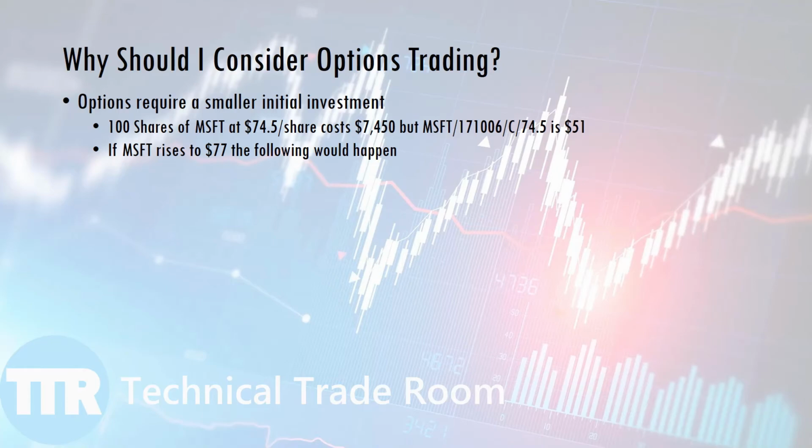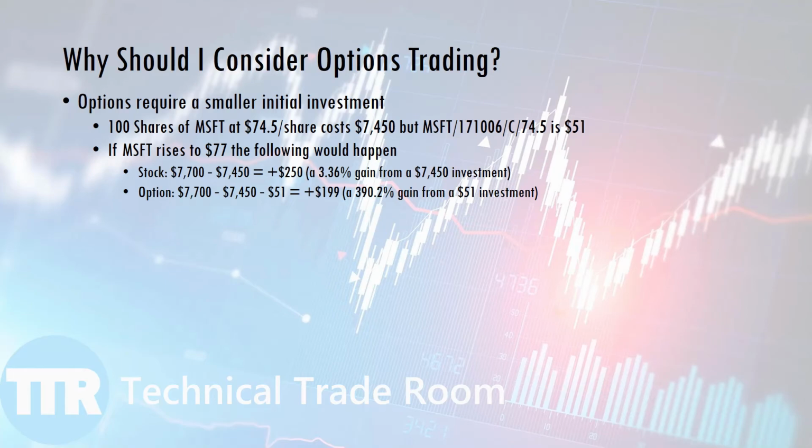Now, let's say that Microsoft rises to $77 by October 6th. The following would happen. The owner of the stock could cash in their total position and collect $7,700, which would be a $250 profit from their initial investment, or a 3.36% gain. The options holder, on the other hand, would execute their call option to purchase the 100 shares of Microsoft at the $74.50 strike price and then sell it for the current price of $77. Although they would forfeit the premium they paid, which was only $51 here, the options holder would pocket $199, or they would see a 390% gain on their $51 investment.